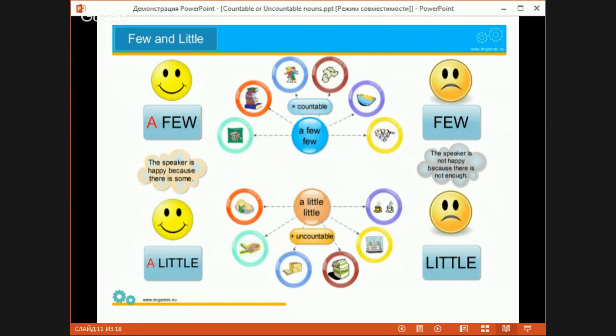When the speaker isn't happy because there is not enough, we normally say few and little. I have few friends and I have little coffee. There is not enough for you and for me. Probably that is why I have few friends, because there is never enough coffee or any other food.